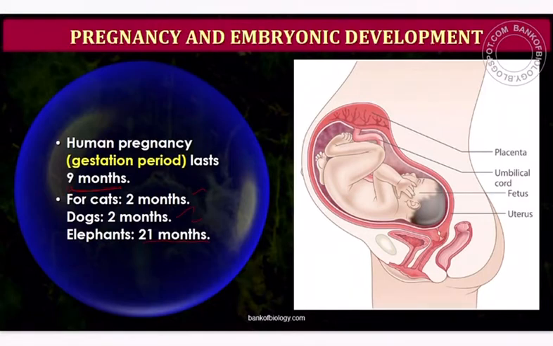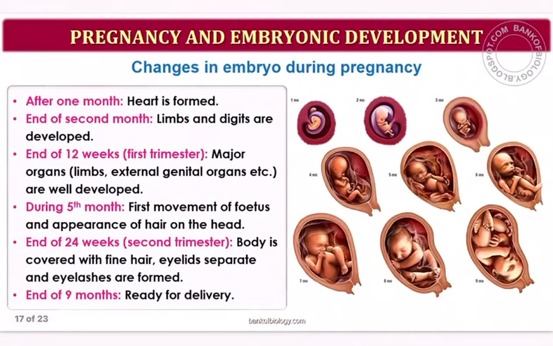Human pregnancy lasts for 9 months, roughly; we call it the gestation period. For cats, it is just 2 months. For dogs, it is 2 months. For elephants, it is 21 months. Look at that, 21 months, right? So different timings for different animals.